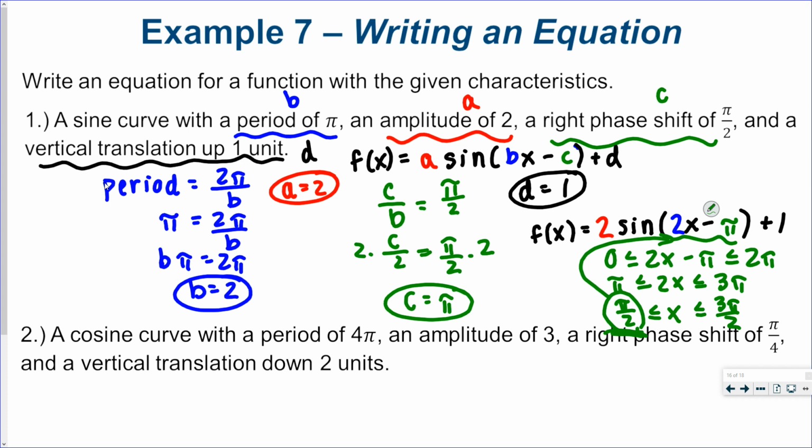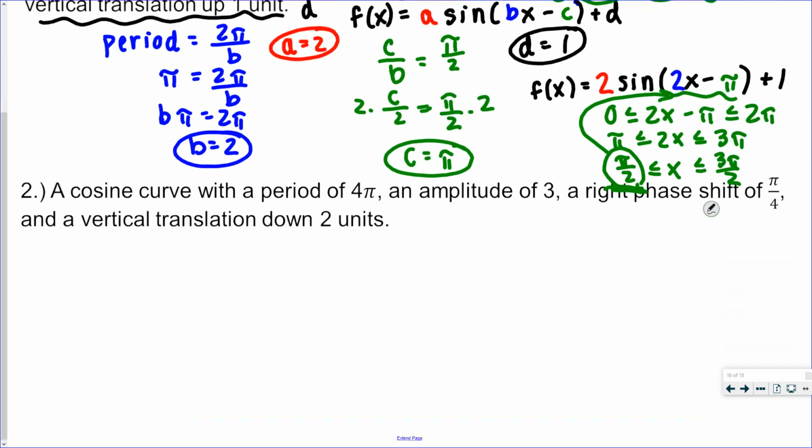2 more. Okay, this one is a cosine curve. This one has a period of 4 pi. So this one got stretched out, so my b factor should be pretty small, because a horizontal stretch comes from a small b factor. Remember, those horizontal ones are always backwards from what you think. So again, this is going to affect my b. Amplitude of 3. Okay, no problem. Right phase shift of pi over 4. That's going to affect my c. And a vertical translation down 2 units. That's going to affect my d.